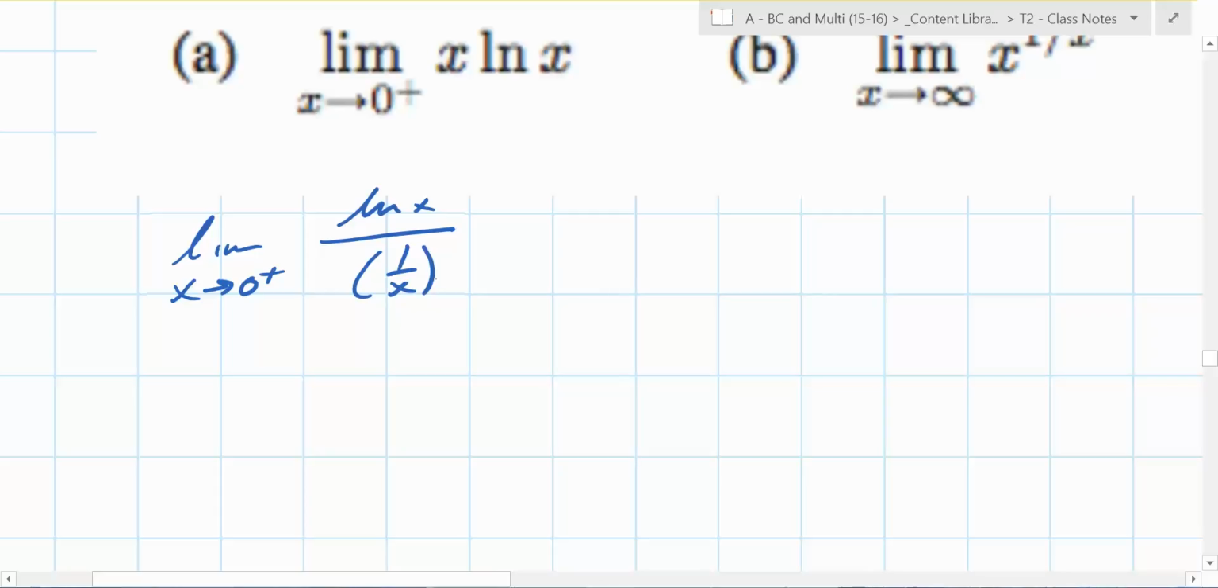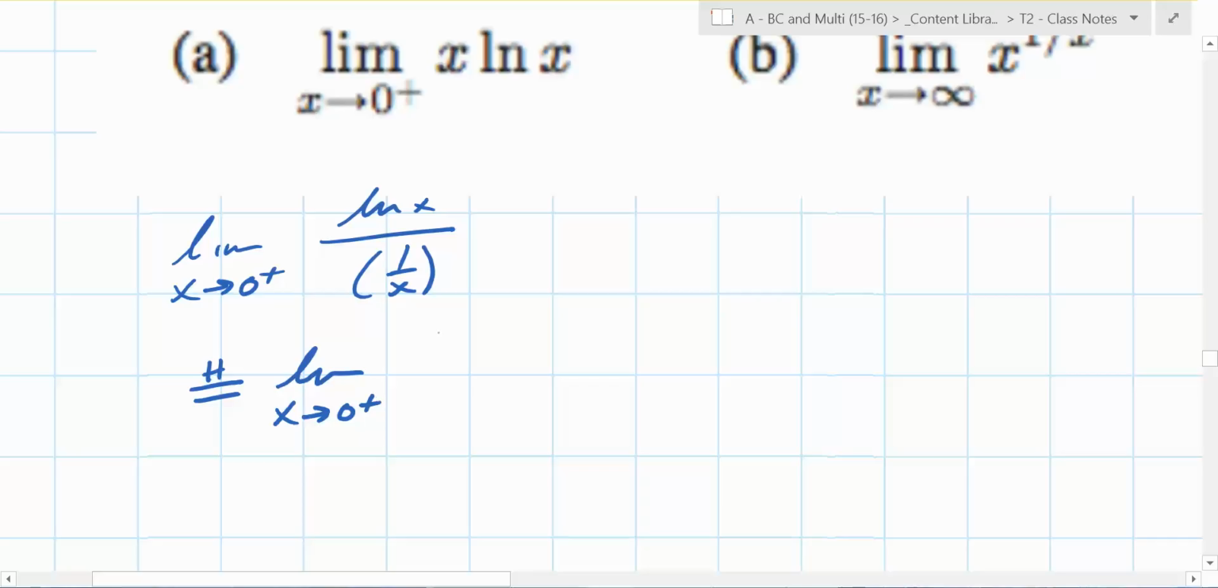Is that an indeterminate form as you go to 0 from the right? Why does it have to be from the right? Because you can't go from the left for which function? ln. ln is not defined for values left of 0. Exactly. So can we apply L'Hopital's rule here? Absolutely. And you have the limit as x goes to 0 from the right.